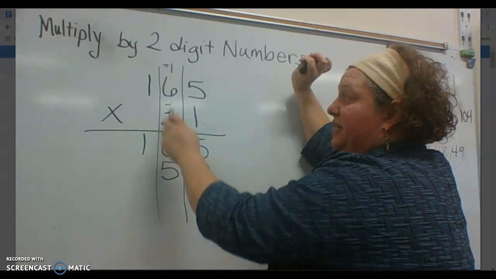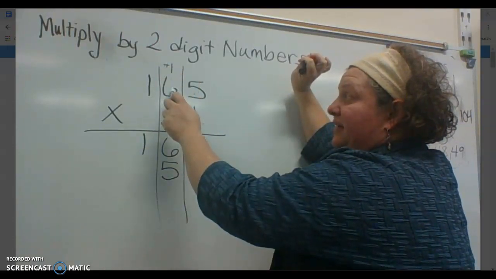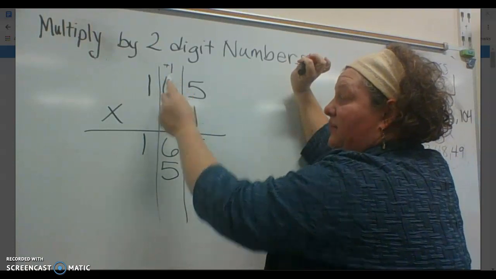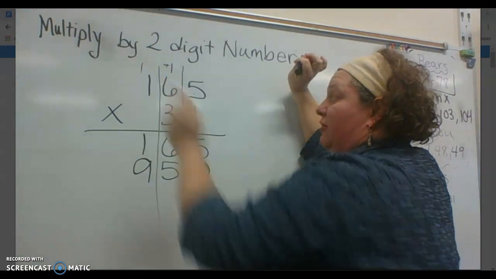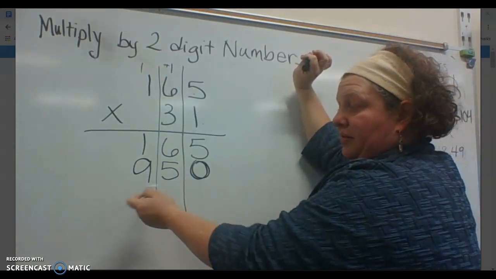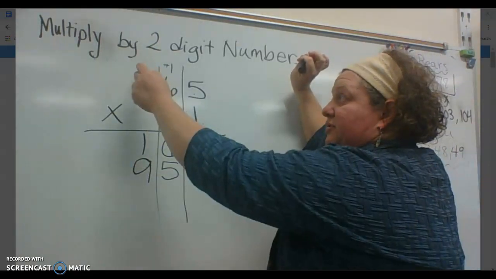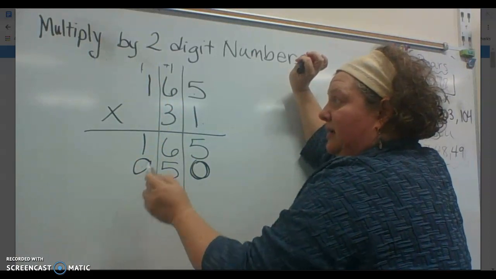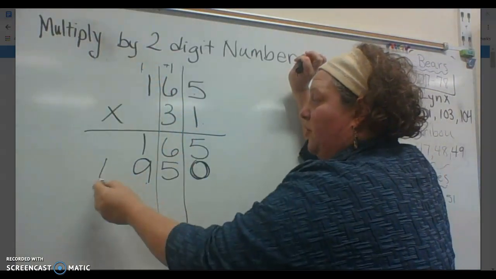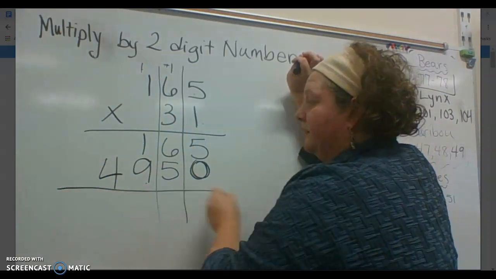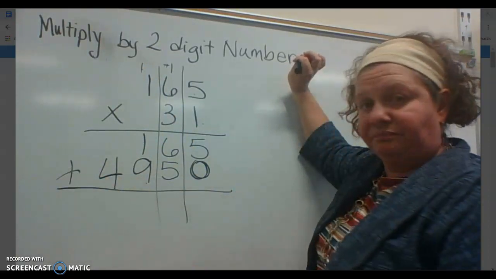And then 3 times 6 is 18 plus 1 is 19. We're going to carry that 1 up there. The 9 goes down here and the 1 goes there. So it's 19. And then we have 3 times 1 is 3 plus 1 is 4. Okay. And now we add all those up.